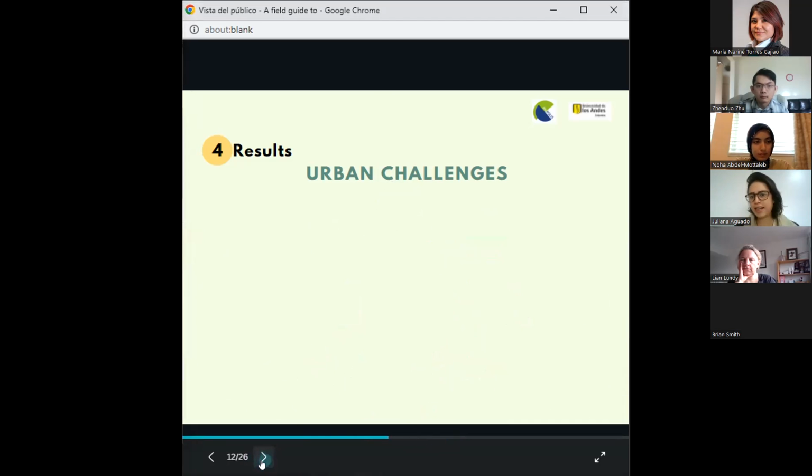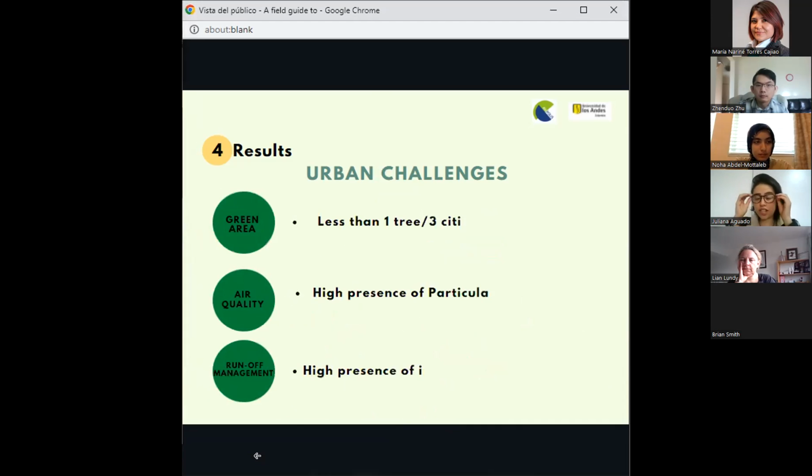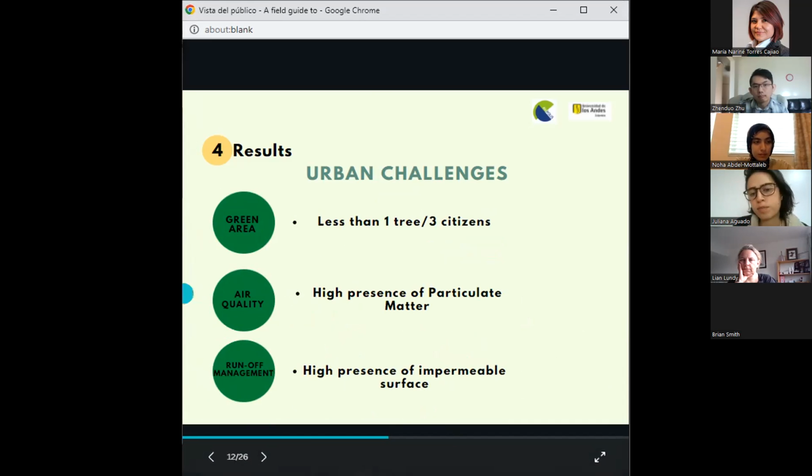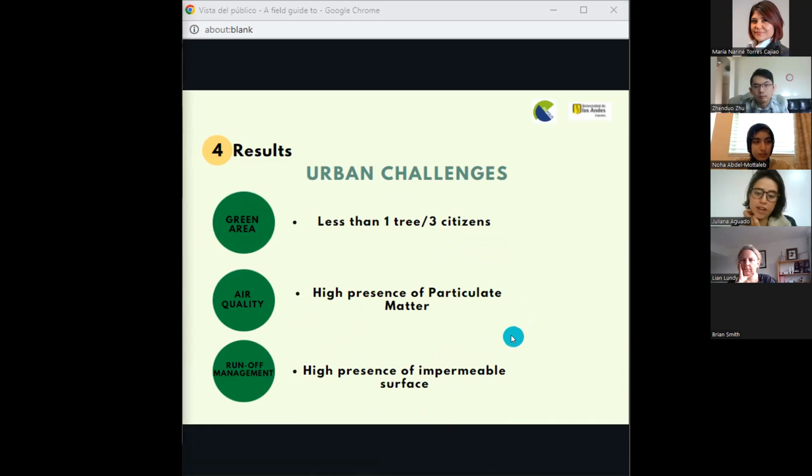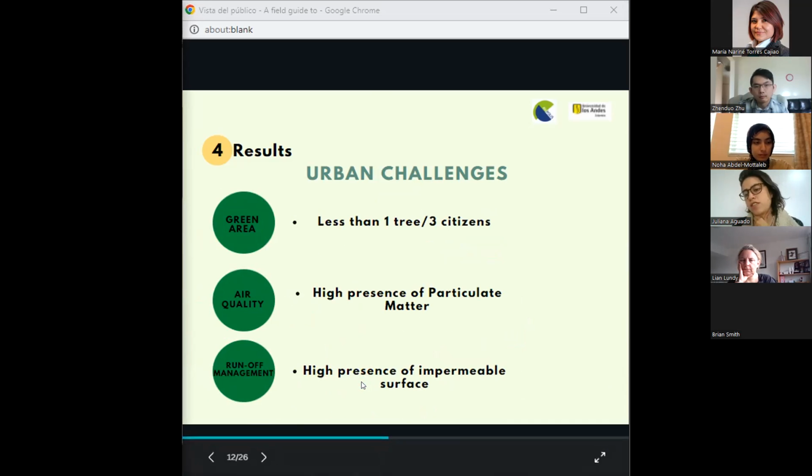So here I highlight the most relevant challenges according to the environmental analysis. There's less than 1 tree per 3 citizens. There is also a lot of air pollution, of particulate matter, and a runoff management problem because there is a high presence of impermeable surface.